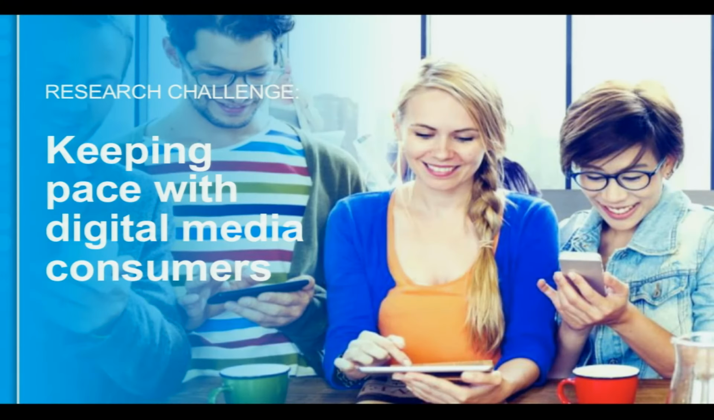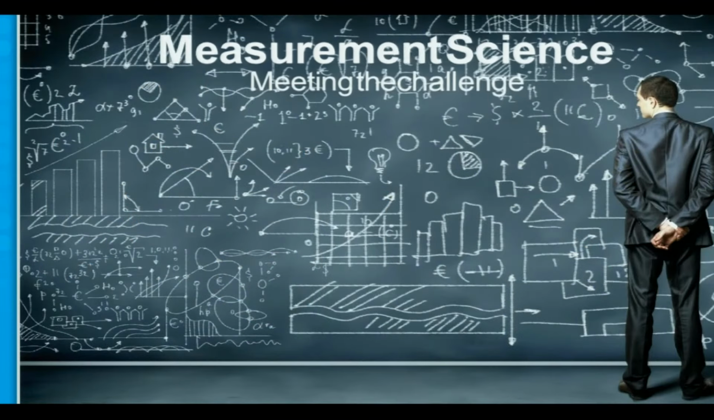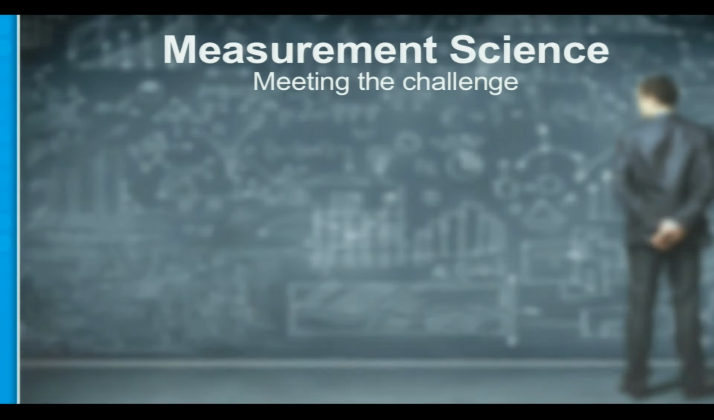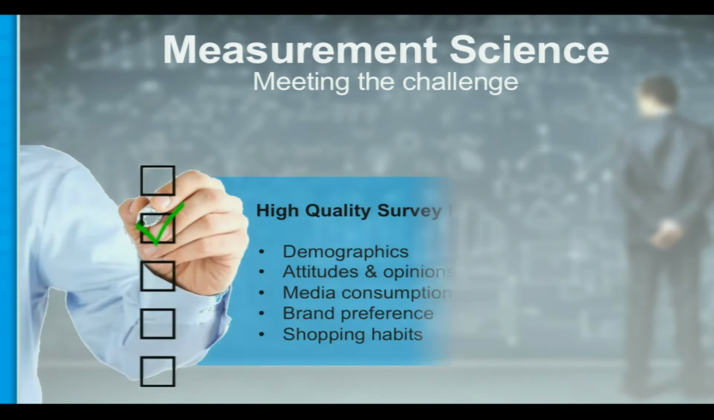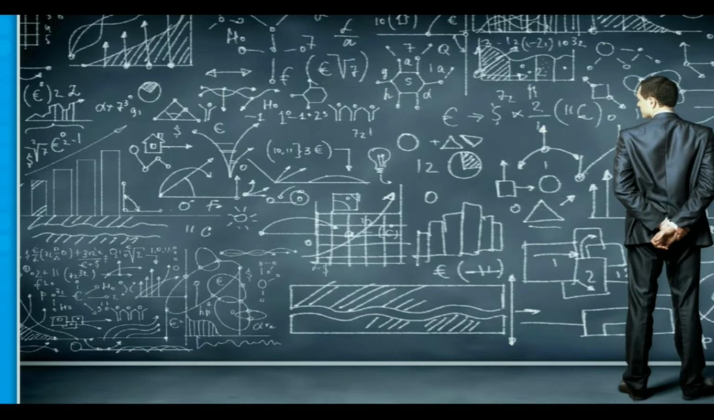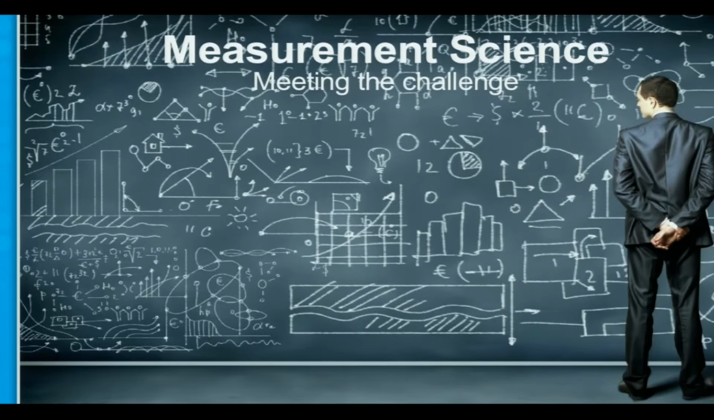So what's the research challenge? Well, basically, we're trying to keep up with evolving and dynamic digital media consumers. So it's a lot harder for us to keep track of their media consumption and their different habits when they're on their phones and their desktop, as opposed to when there was less media available to them. And the answer for us at Consumer Insights in Experian is measurement science.